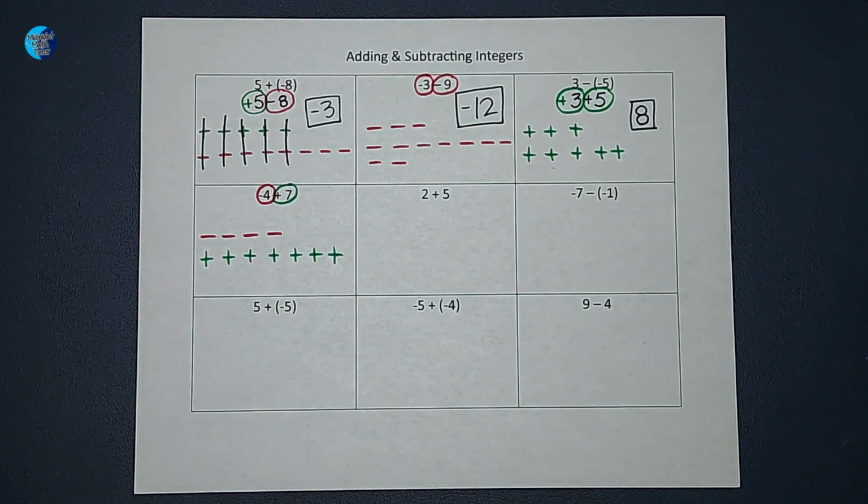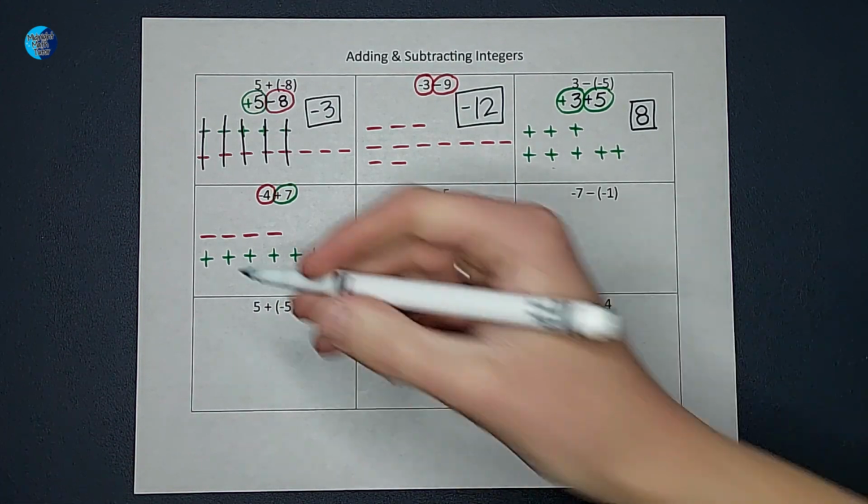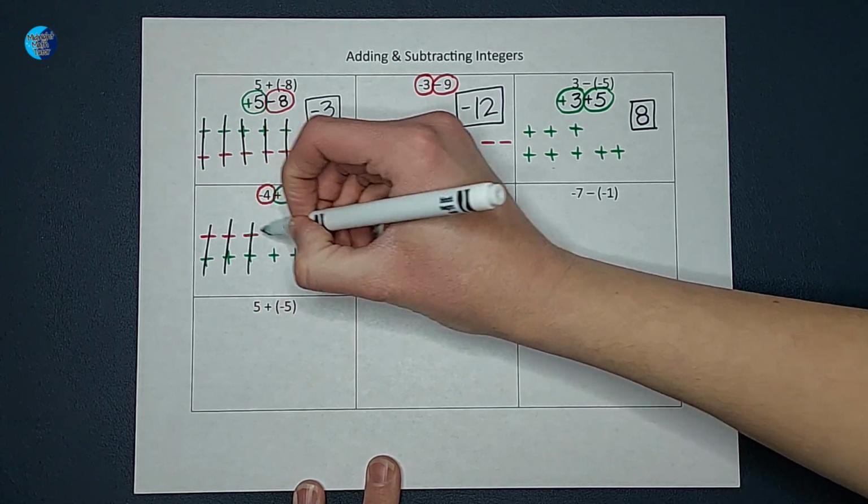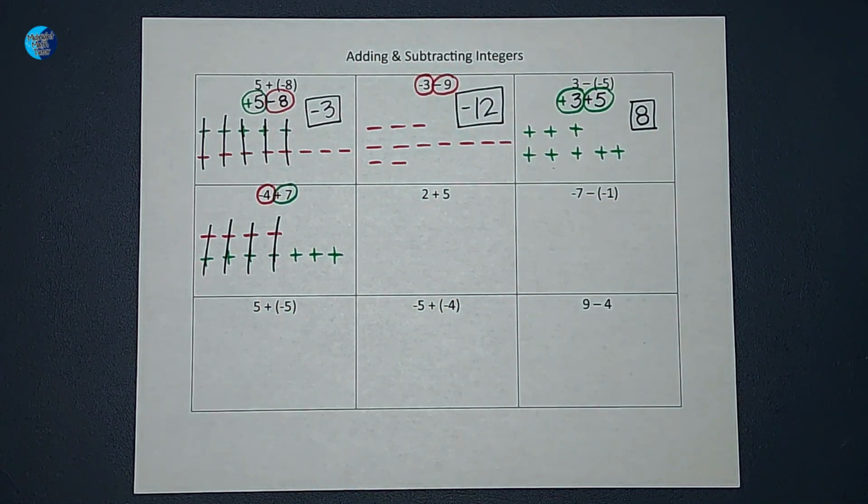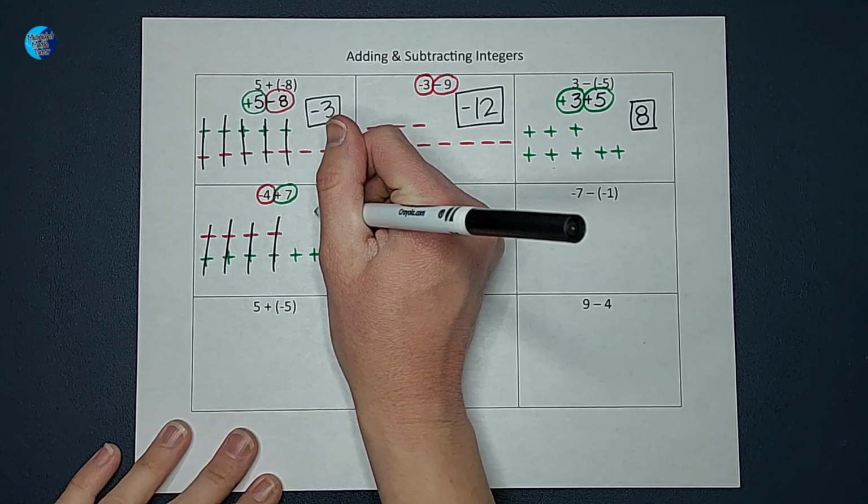All right, then I ask myself, does anything cancel? Yes. Plus minus 4 times cancels out. So what am I left with? I am left with 3 positives.